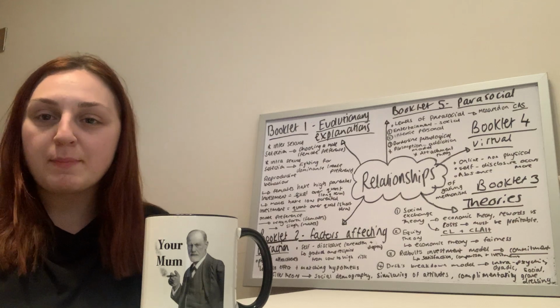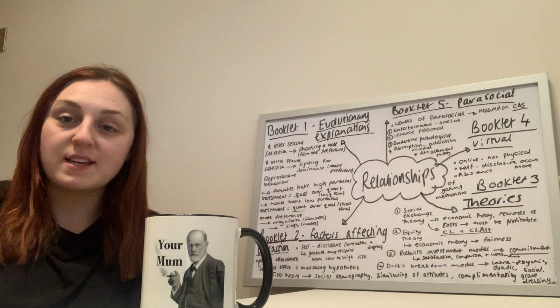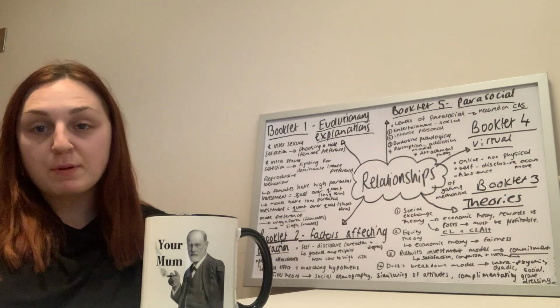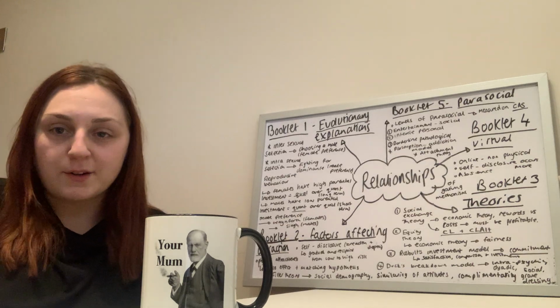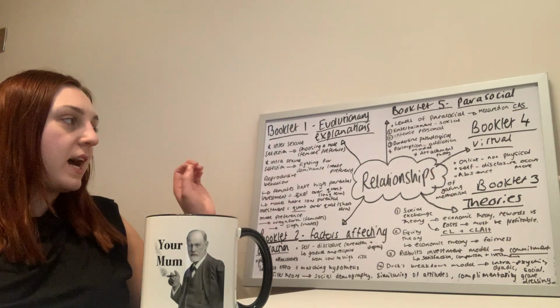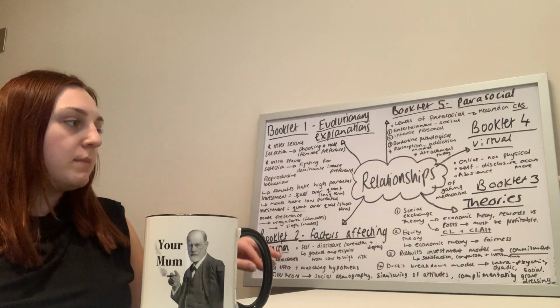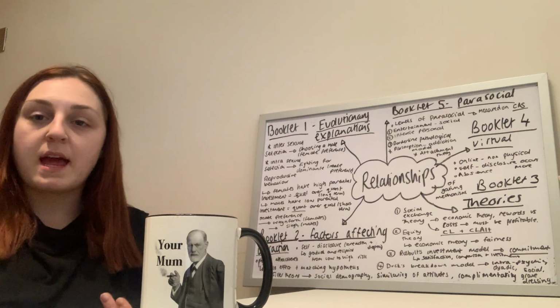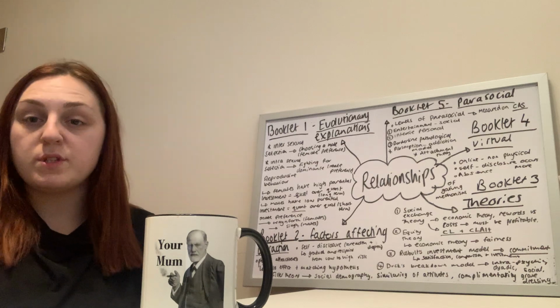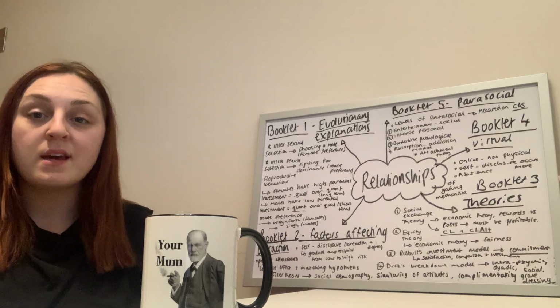We're going to be doing a bit of a knowledge blast and rundown of the relationships topic, which is on the paper 3 for AQA psychology. As I've done in previous videos, I'm just going to run down the core elements of the AO1 content from the booklets that we teach from the specification, along with some examples and exam tips.